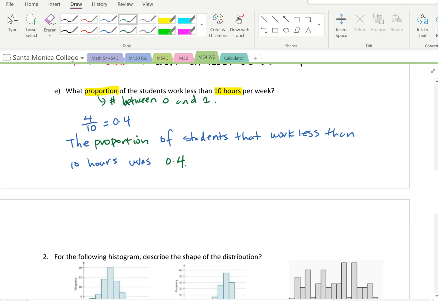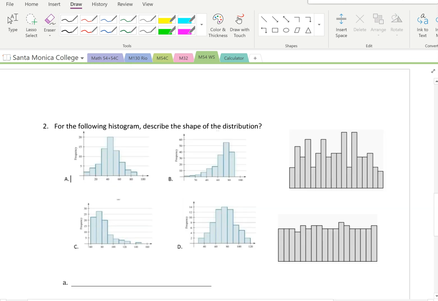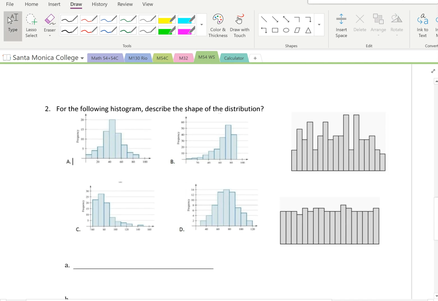Okay, now in question number 2, we're going to describe the shape of a histogram. Now notice that there's A, B, C, D here. I'm going to add 2 more here. This is called E, let's call this F. All right, so shape of a histogram. Now let's look at the first one, A. Notice that A is somewhat symmetric. If I cut this in half here, notice that when folded, the halves somewhat land on each other. So this one is symmetric.